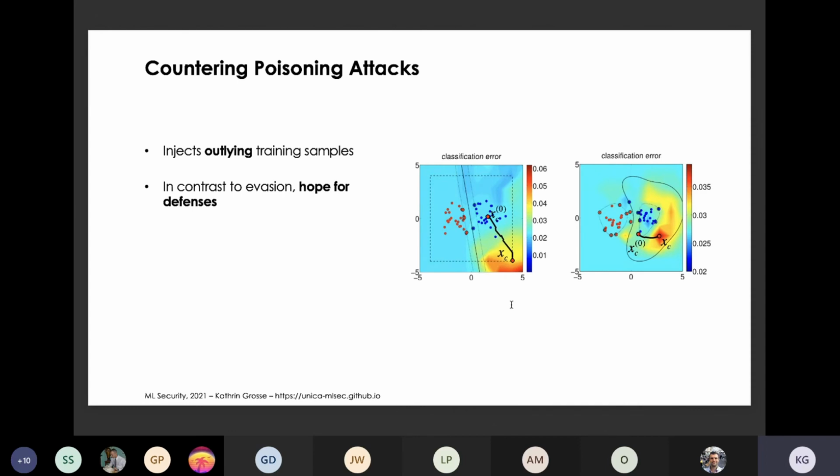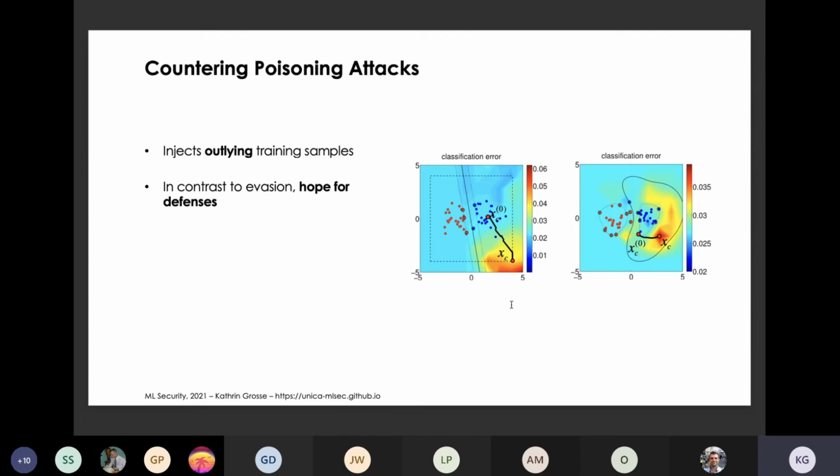And just to recap a little bit, what we saw is that poisoning in general injects points that are far away from the training data, because this is the best way to sort of blackmail the classifier into learning a decision boundary that isn't implicated by the benign data. Also, before we start, another very important point that I need to emphasize is that in contrast to evasion, which you've heard about this morning, defending against poisoning might actually be possible.